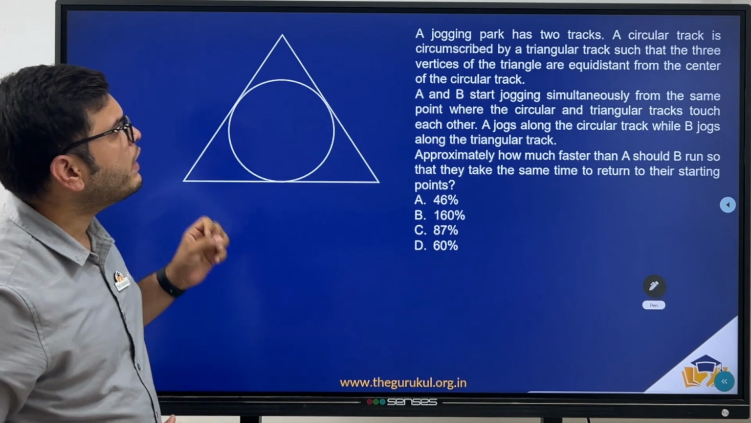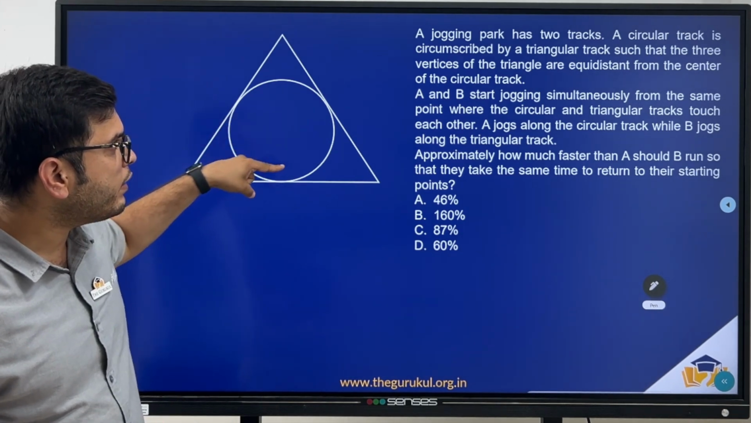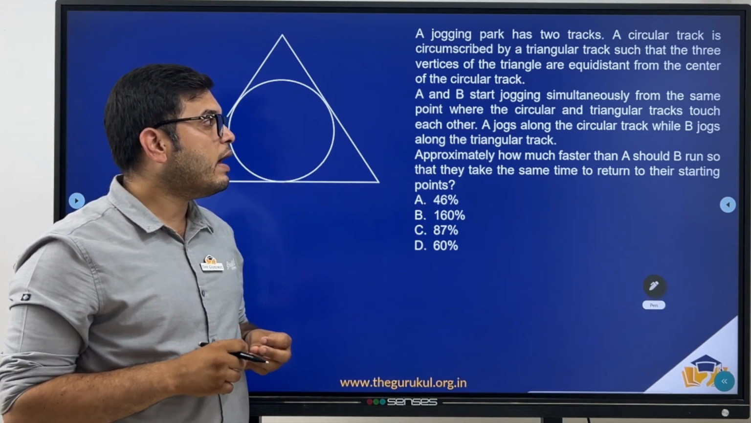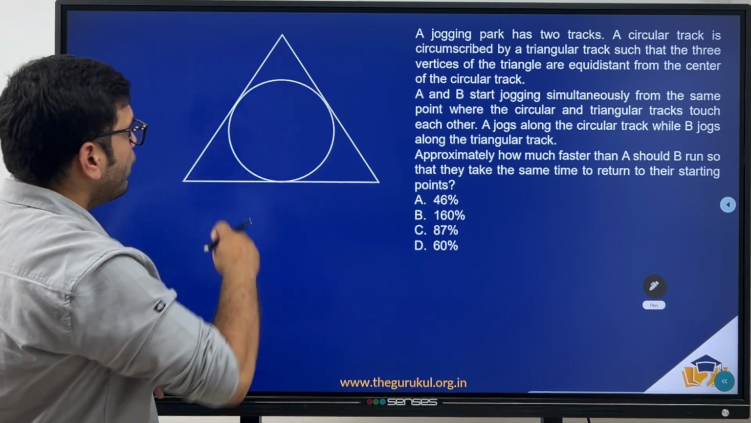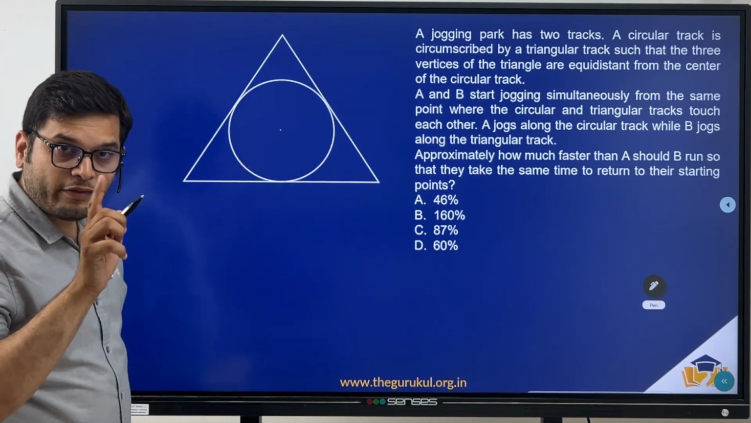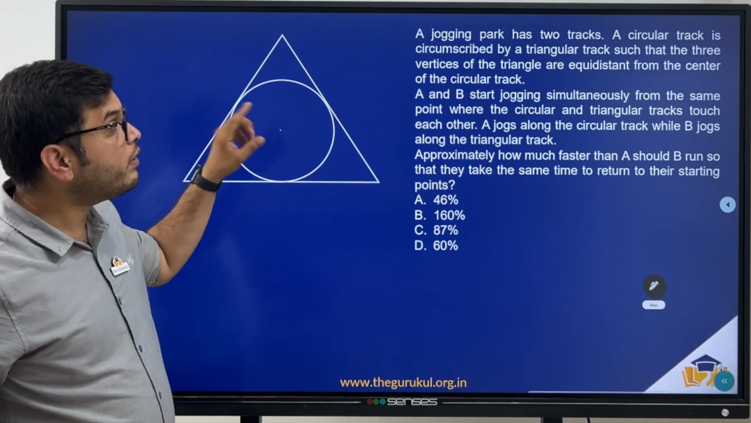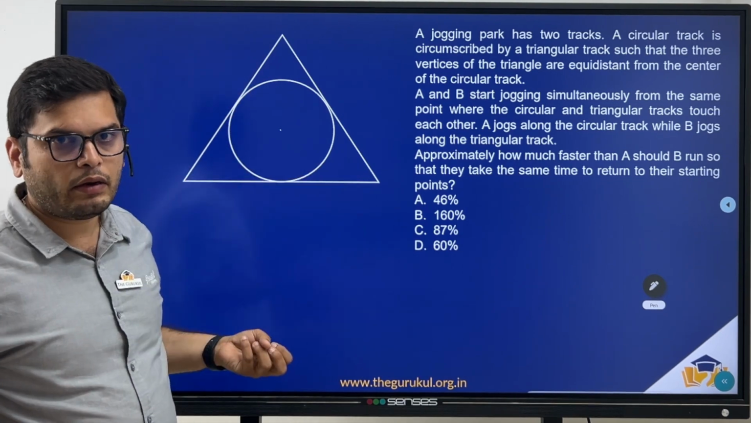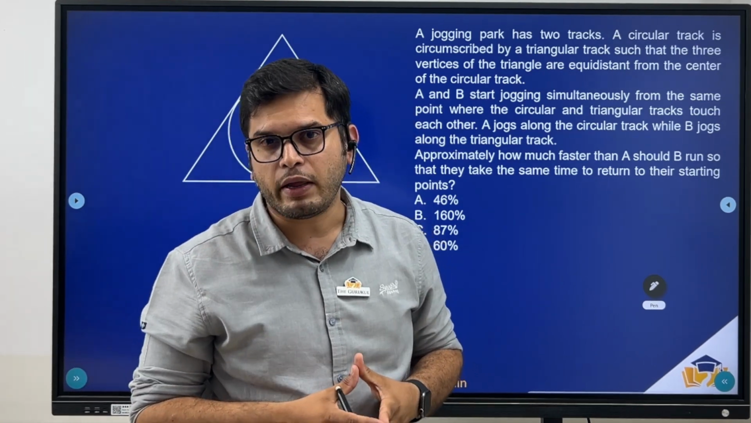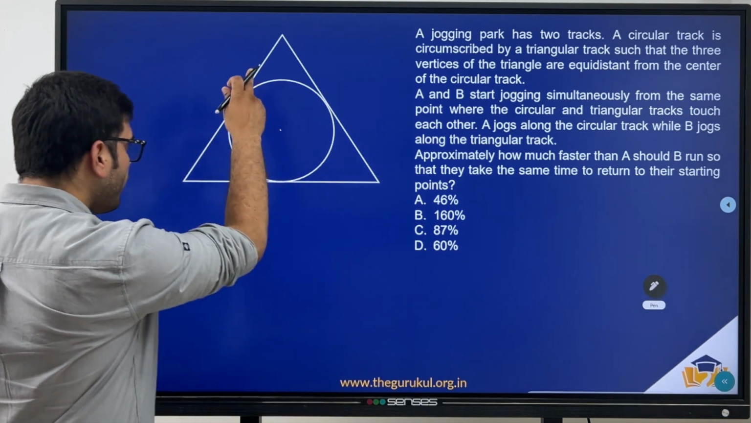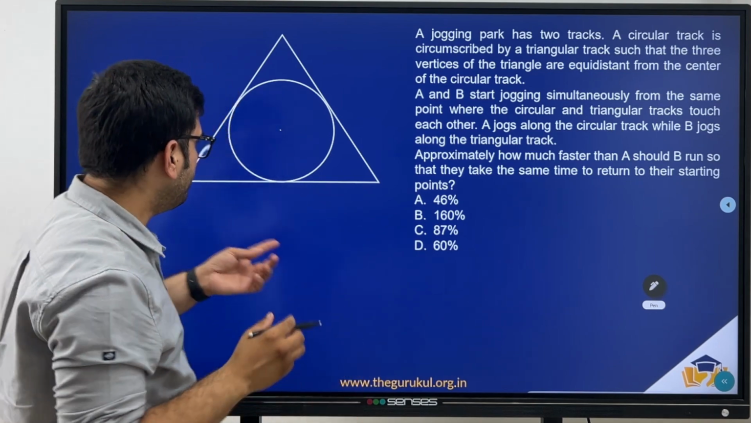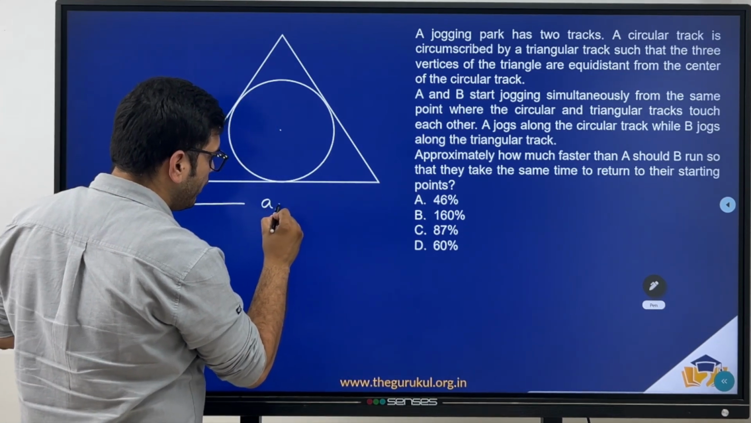Now coming to the first question, a jogging park has 2 tracks, a circular track which is circumscribed by a triangular track, such that the 3 vertices of the triangle are equidistant from the center of the circular track. Now to this triangle, this is the incircle, the incenter, and it is also mentioned that this point, the incenter, is equidistant from the vertices of the triangle. So the incenter is also acting as the circumcenter of the triangle. So what can we comment about the type of the triangle? Equilateral triangle, right? So we have an equilateral triangle and we have a circle inscribed in the equilateral triangle. Now let the length of the side be A.